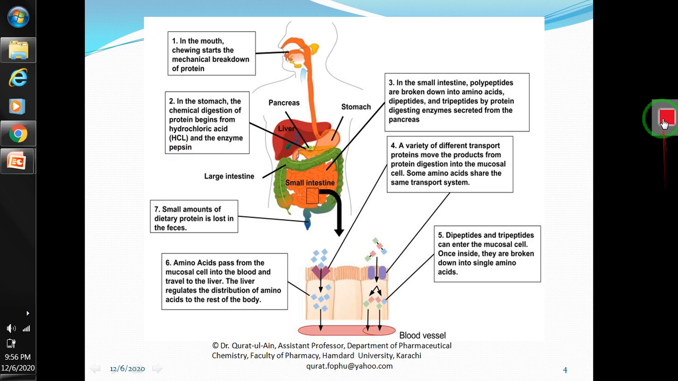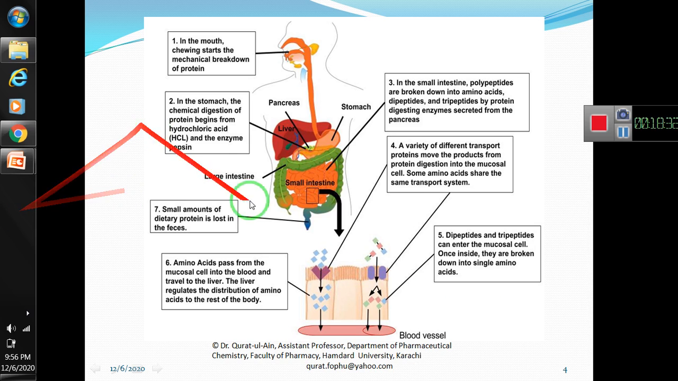So what does this pepsin do? Pepsin is a proteolytic enzyme. What are proteolytic enzymes? Proteolytic enzymes are those enzymes that hydrolyze protein, or that hydrolyze the peptide bond. So what does this pepsin do? It breaks the peptide bond by adding a molecule of water.